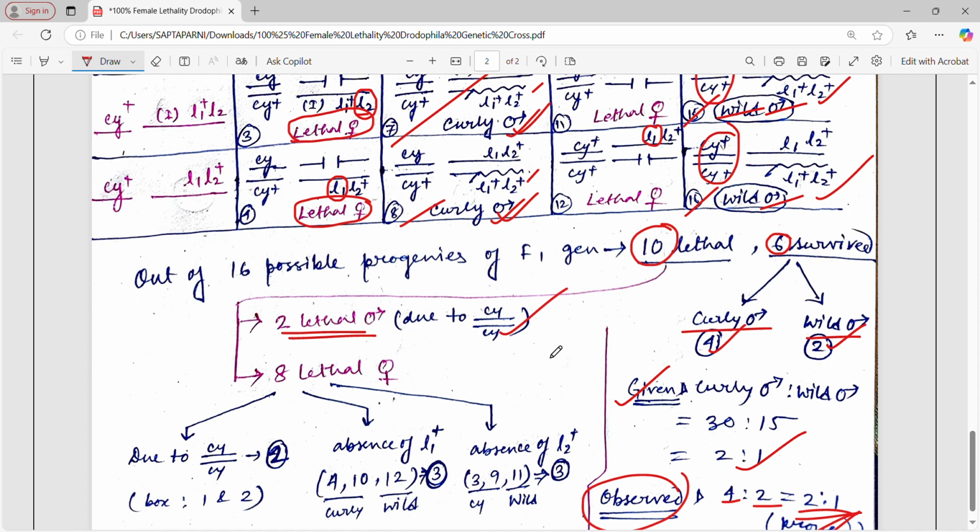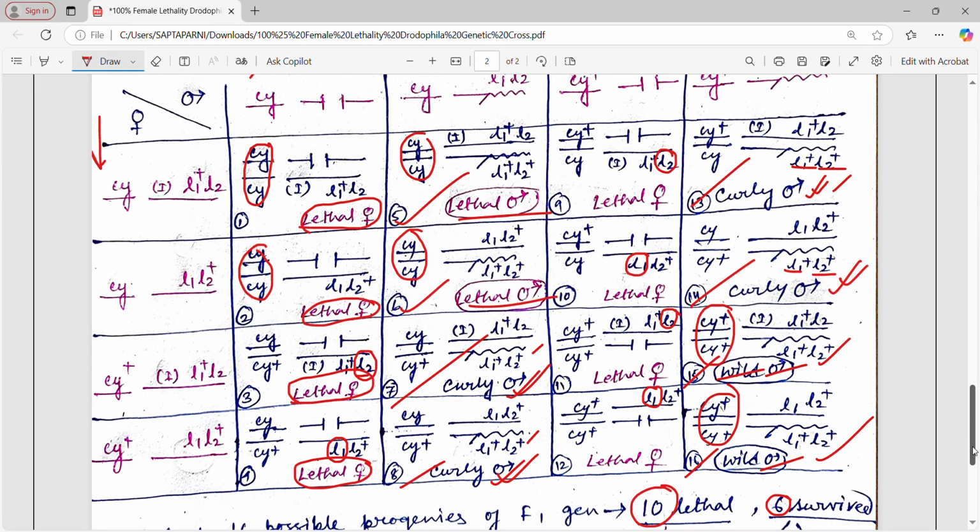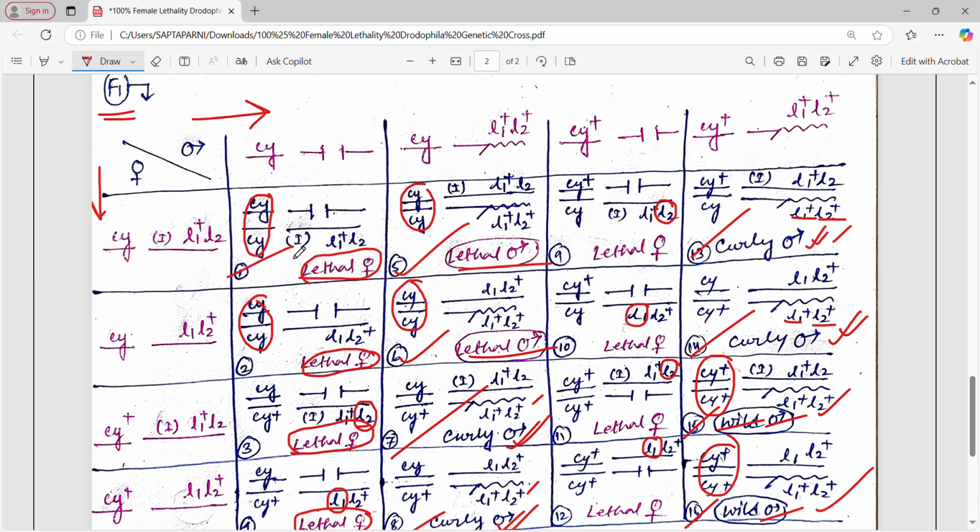So due to CY, or the homozygous recessive lethal allele Carly, they are lethal. Now obviously 8 will be lethal females. Among these 8 lethal females, there are 2 which are lethal due to the presence of CY, that means the recessive lethal allele Carly. They are present in box number 1 and 2. See here in box number 1 and 2, due to the presence of CY in both cases, these females are lethal.